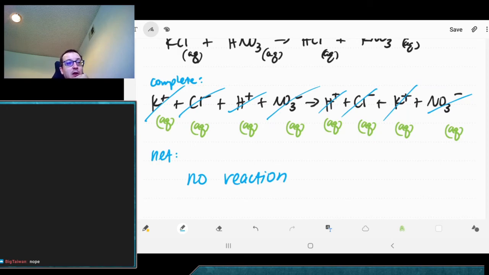And so we can tell by looking at this net ionic equation. Right, so everything canceled out. No worries there. Any questions on that one?